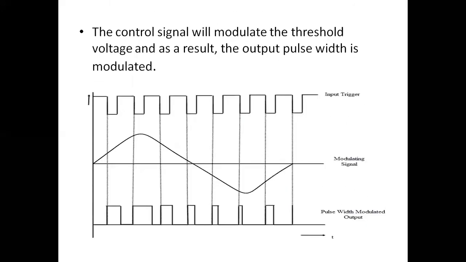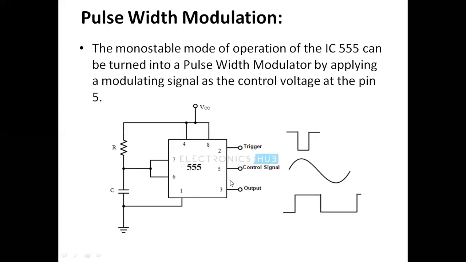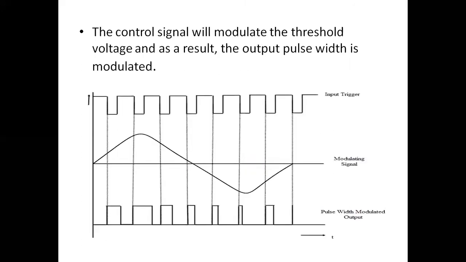So this is the waveform of the pulse width modulator output. Here, this is the modulating signal. This signal is applied to pin 5. This control signal will modulate the threshold voltage. As a result, we can get a pulse width modulator output. That means the width of the pulse changes in accordance with the amplitude of the modulating signal. So by the application of a modulating signal to pin 5, the 555 timer or the monostable multivibrator can also act as a pulse width modulator.